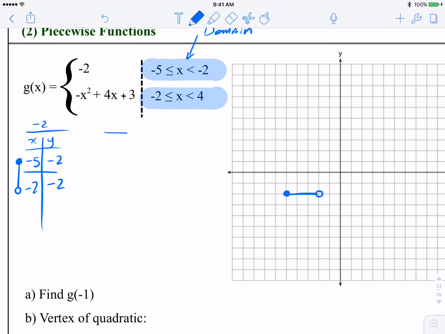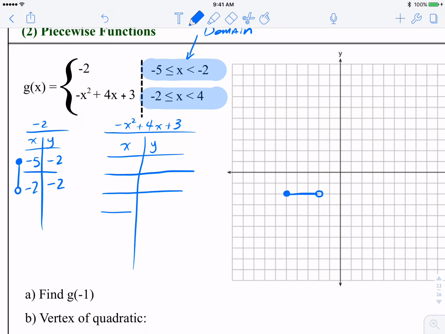With the next function, we have a quadratic. This can be a little tricky with piecewise functions because we're used to an algorithm with quadratics of saying, hey, let me organize the table this way, let me put the vertex in the middle. But in this case, or with piecewise functions, we can't do that. We still have to follow these rules, regardless of where the vertex is.